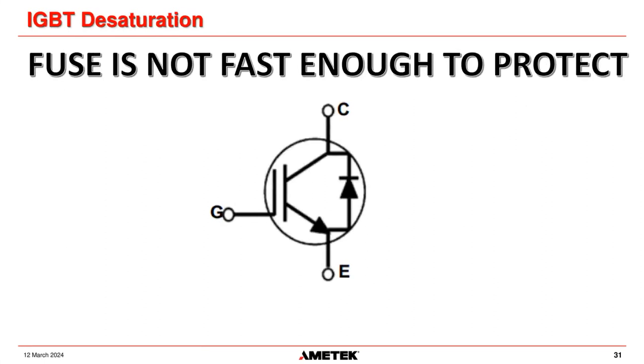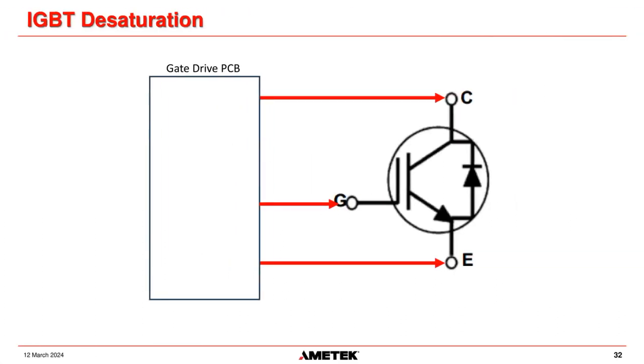Now, the problem with IGBTs are that, I mentioned it earlier, they are extremely sensitive to high current, and a fuse is not fast enough to protect the IGBT. In near enough all circumstances, the IGBT will blow up before a fuse ruptures and prevents the high current going through the device. So we have to come up with a way to try and prevent the IGBT from being damaged when there is a fault.